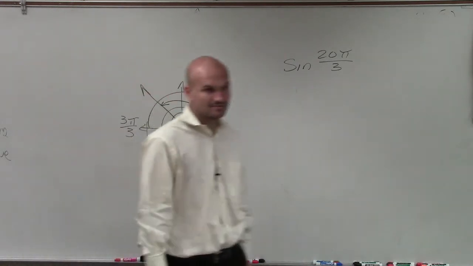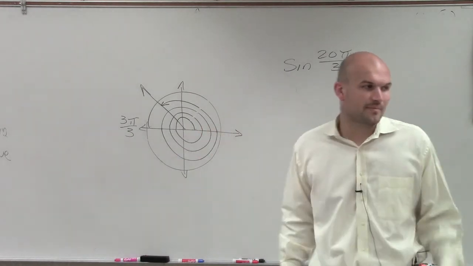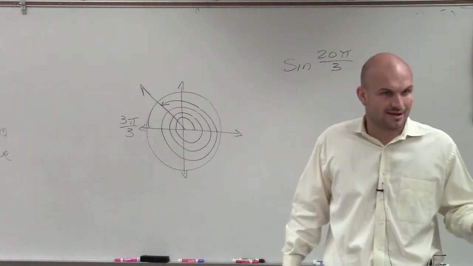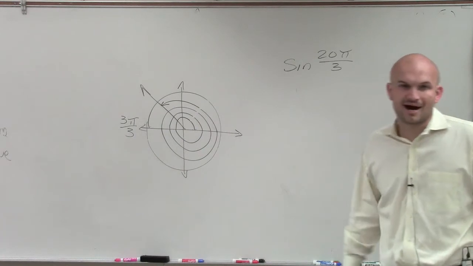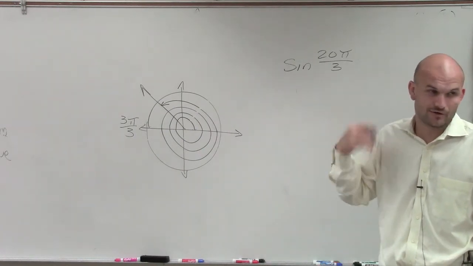So do you guys see what I did? And there you go. Now you just need to figure out what that angle is. But guys, you can do it that way. But what if I said 200 pi over 3? You're not going to want to graph that at all, do you? Right? You're not going to want to do that. Keep on going round and round.